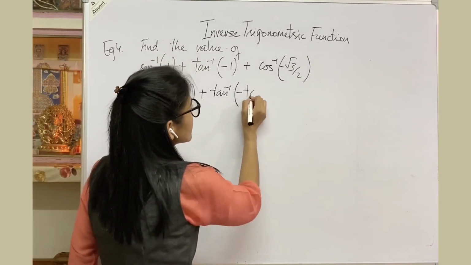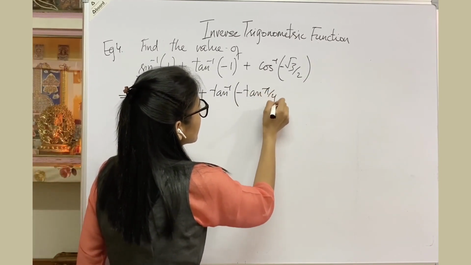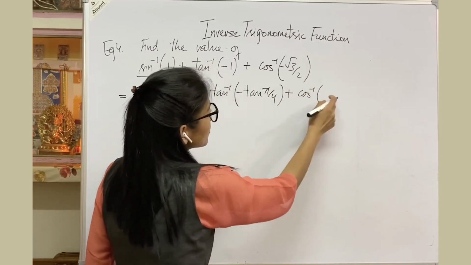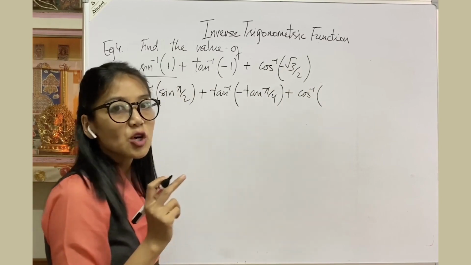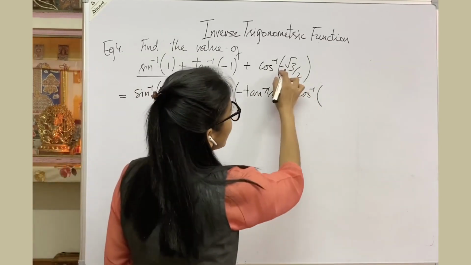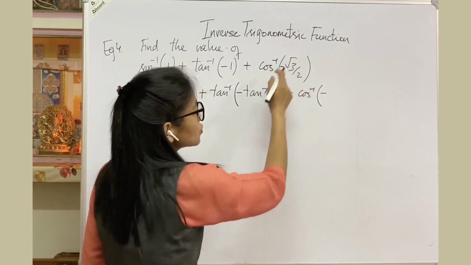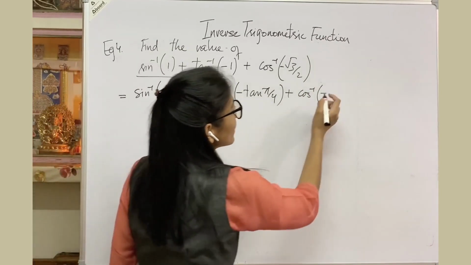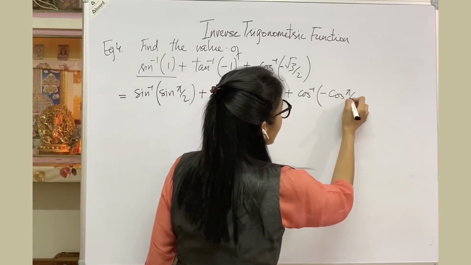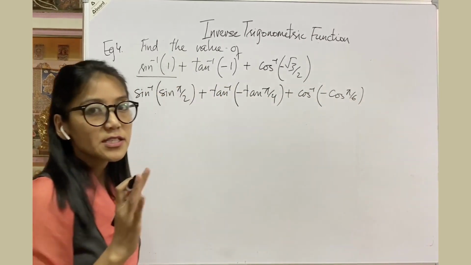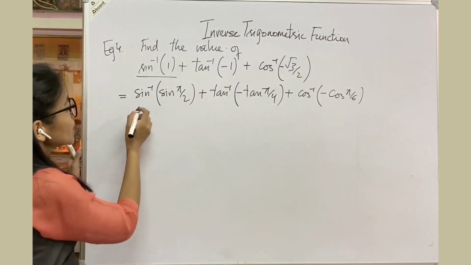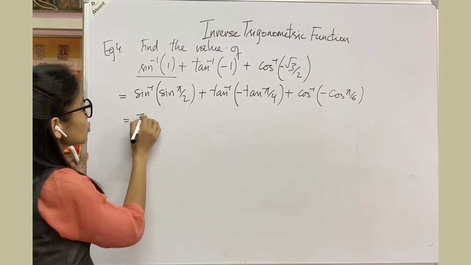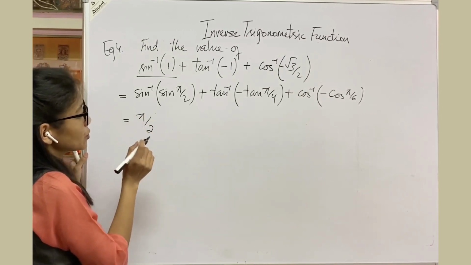So I will write 10 pi by 4, right? Plus cos inverse, so we will try to express this in terms of cos. Negative, you just keep it as it is. Root 3 by 2, what is it? It is cos 30, so I will write cos pi by 6. Please write angle in terms of radian always. So now you can cancel these two. Sine inverse and sine will get cancelled, so you write pi by 2.